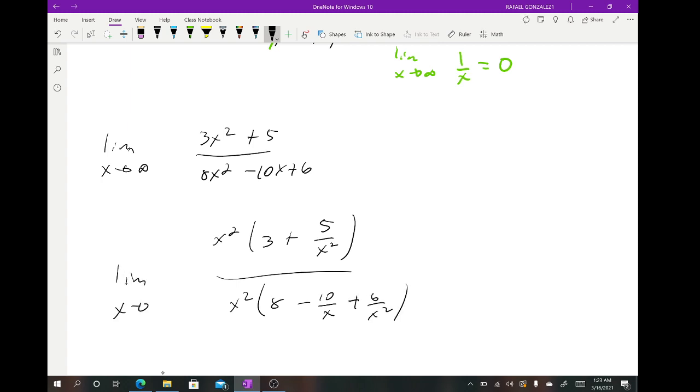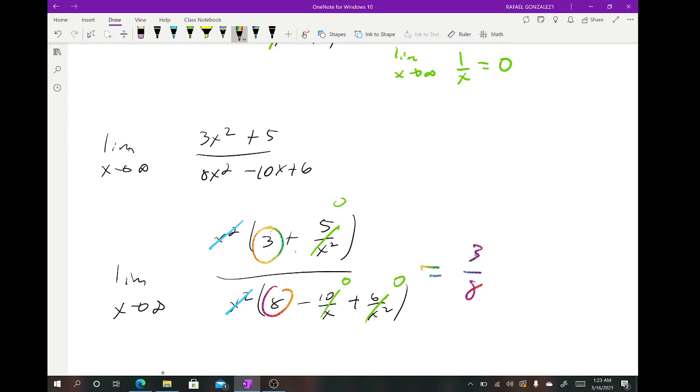Limit as x goes to infinity. And for the same reasons as before, this limit is going to go to 0, this limit is going to go to 0, and this limit is going to go to 0. The x squares cancel each other out, and the only thing left is 3 divided by 8. So this limit is actually 3 over 8.